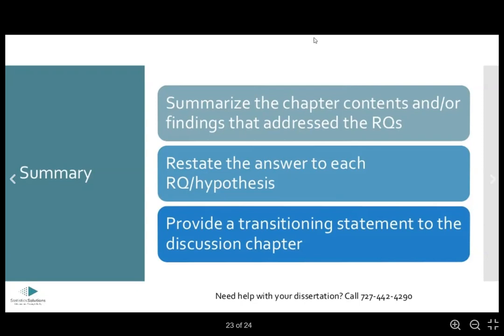And then you'll just transition into the discussion chapter. So you may say something like, in the next chapter, the researcher will describe the implications of these results. Kind of just a brief transition to move you along here.